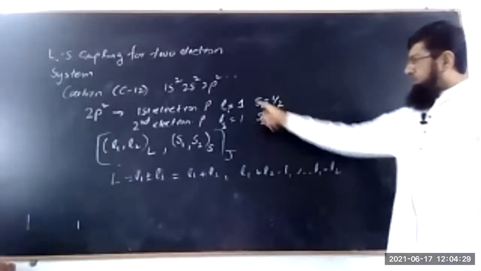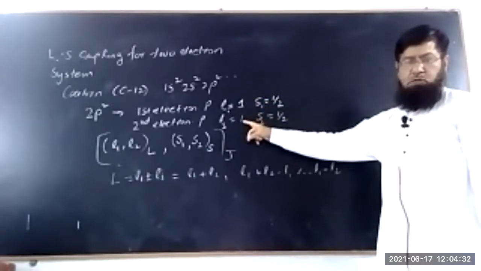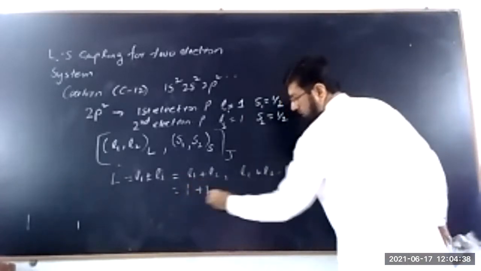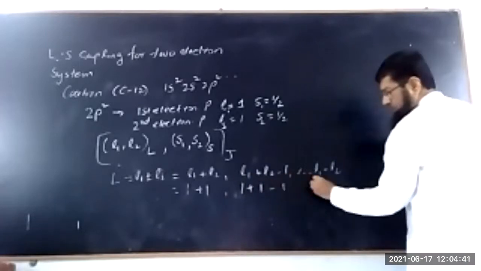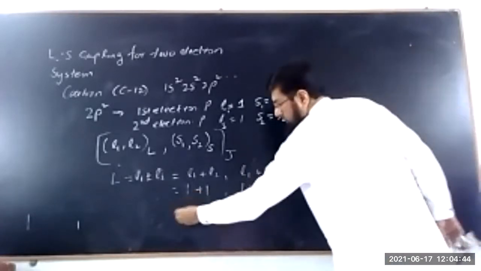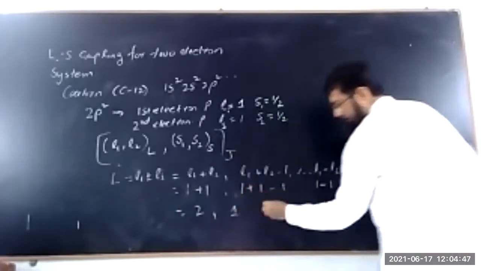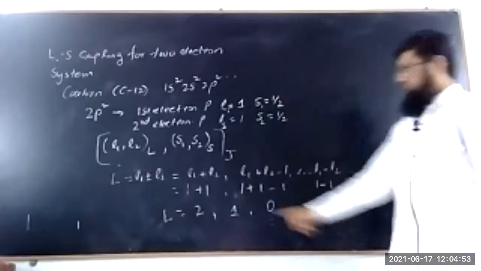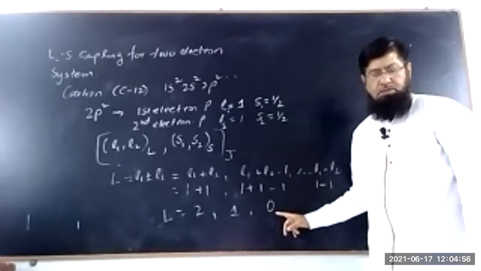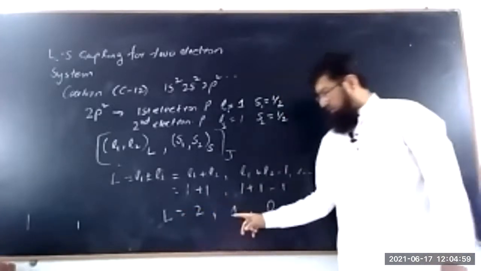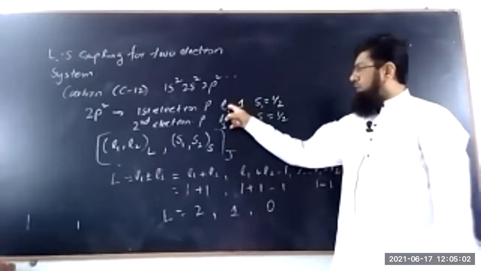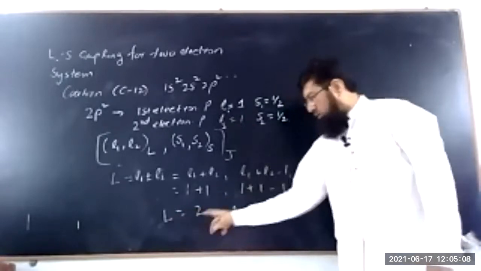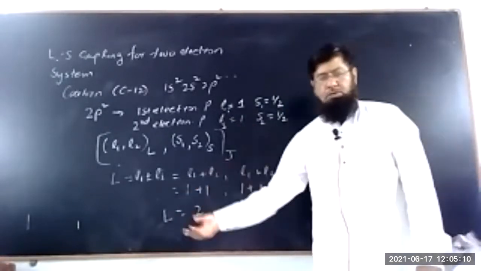So here L1 is 1, L2 is 1. If we substitute the values: 1 plus 1, 1 plus 1 minus 1, 1 minus 1. So this is equal to 2, 1 and 0. So the L value is 2, 1 and 0. So we have 3 L values here. For L1 equal to 1 and L2 equal to 1, the total L is equal to 2, 1, 0 or 0, 1, 2.